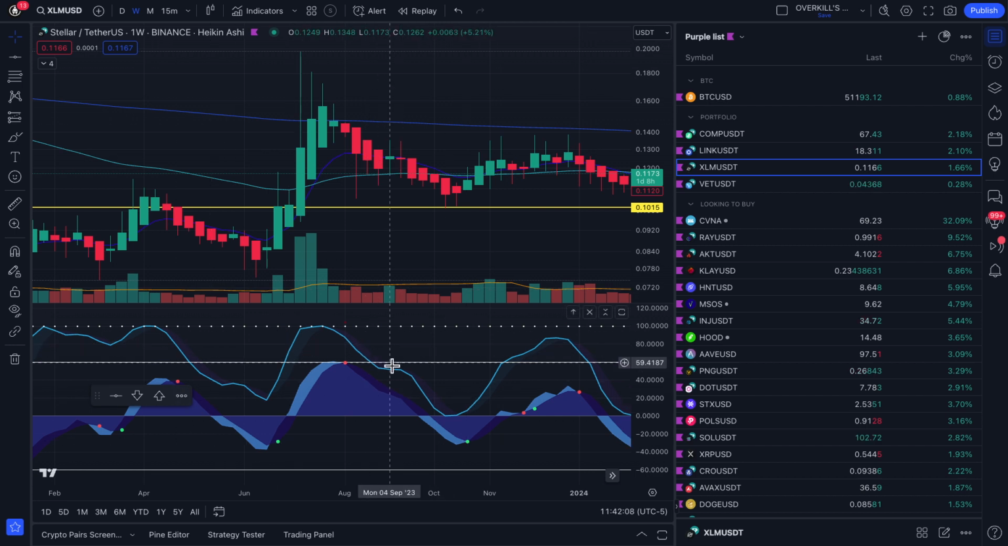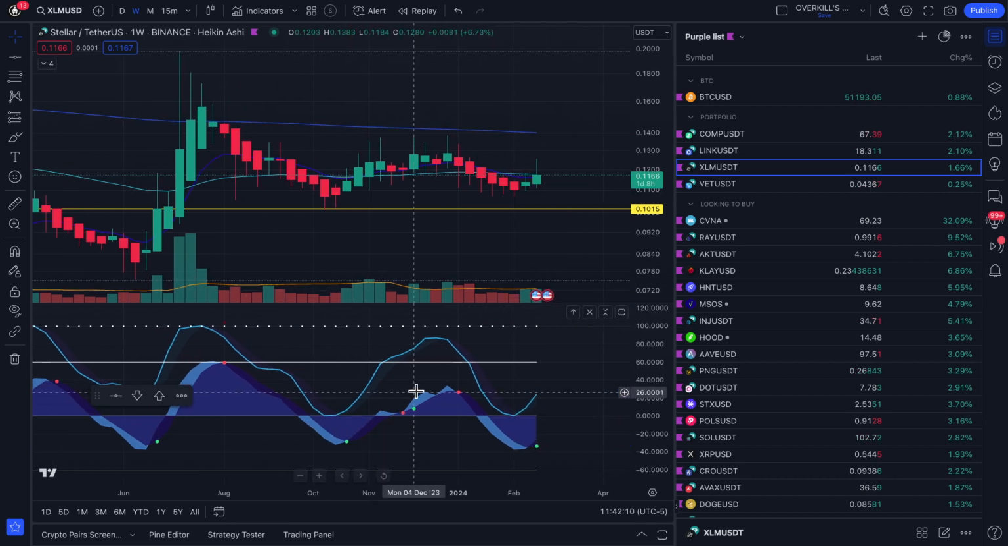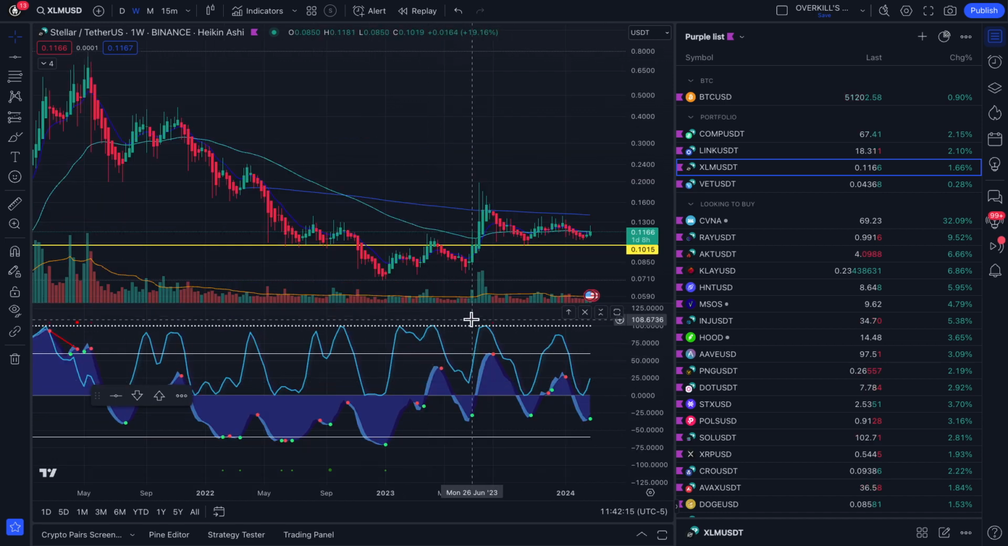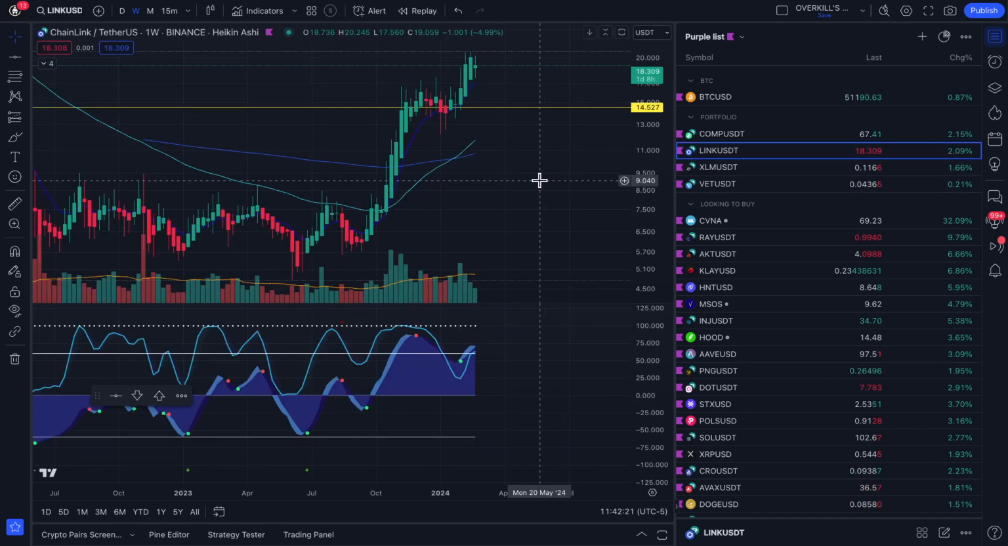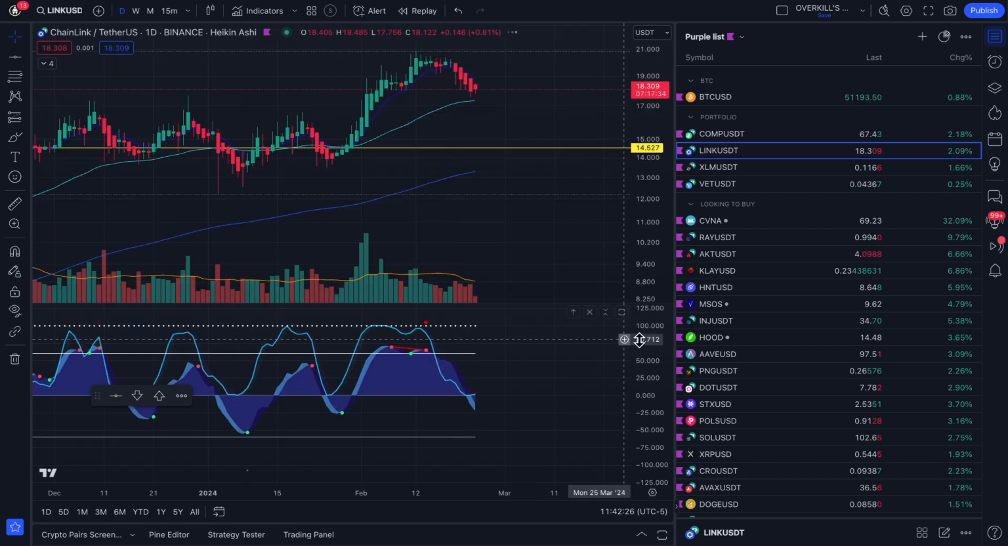We're trading the waves, buying the bottoms, selling the tops. That's it. That's the strategy, folks. It's not rocket science at all. Okay, nice signal there on XLM. Again, I'm a holder. Link looks interesting here. That's a doji as well. So we'll see how this thing performs.